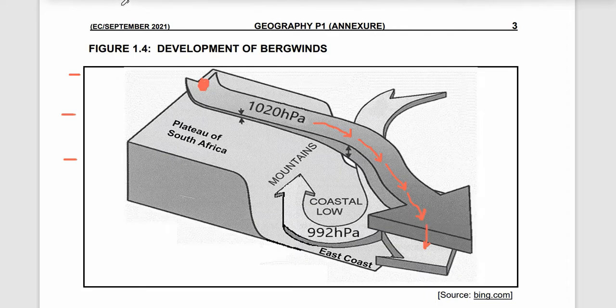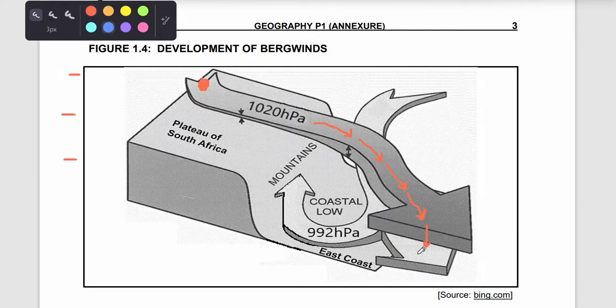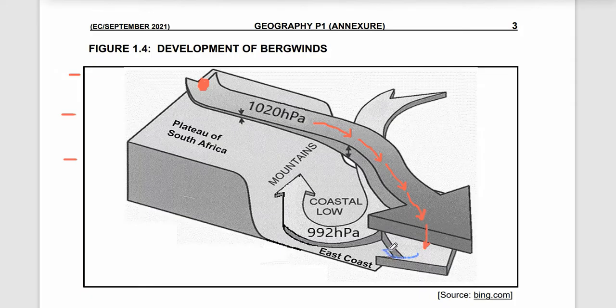However, along the coast there are already some winds blowing, called the onshore winds, blowing from the ocean to the land, which are influenced by the clockwise movement of the coastal low pressure system, bringing cold, moist air to the coastal areas. As it continues to move in a clockwise movement, it pushes these berg winds, already blowing from the interior of South Africa, to behind the system.